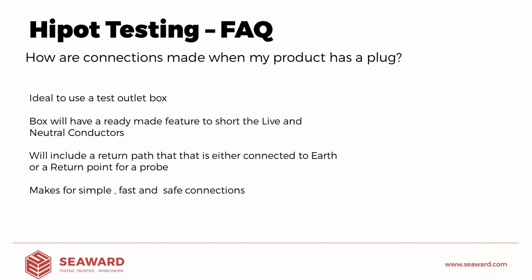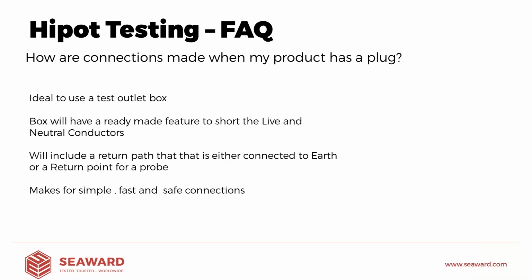One of the common questions we get asked is, how are connections made when my product has a plug? Well, the easiest way to do it, and Seaward, like many manufacturers, have what we call outlet boxes. These outlet boxes are quite simply a socket connection where you can plug your plug straight into the socket, and then either via a hard shorting wire, the box will short out live and neutral together, or it may be done by relays. So you plug the plug in, the box takes care of the shorting connections, and it will also include a return path.